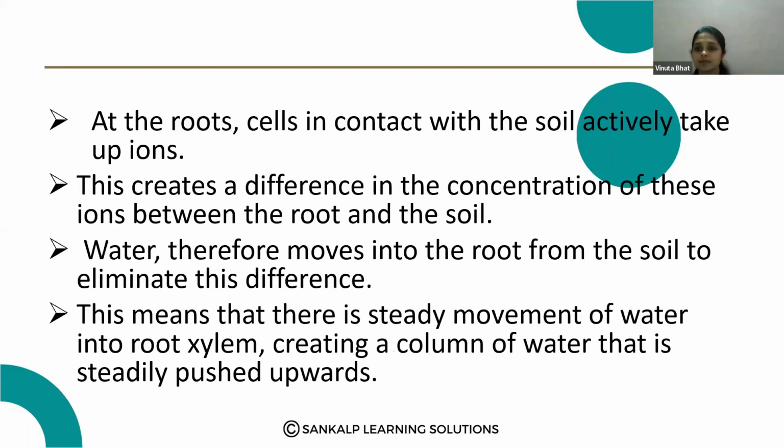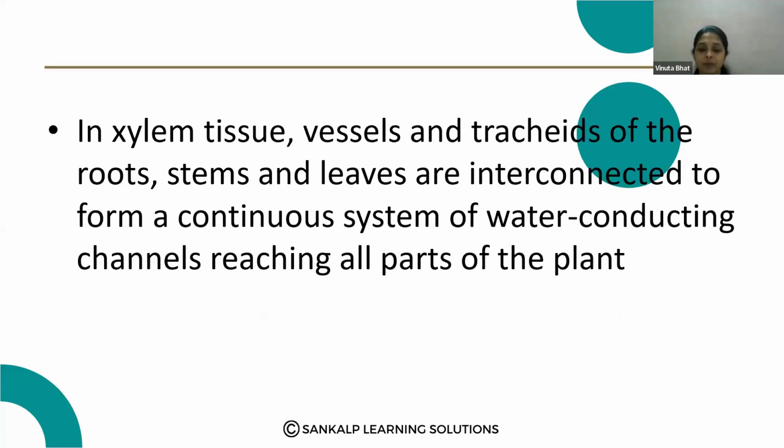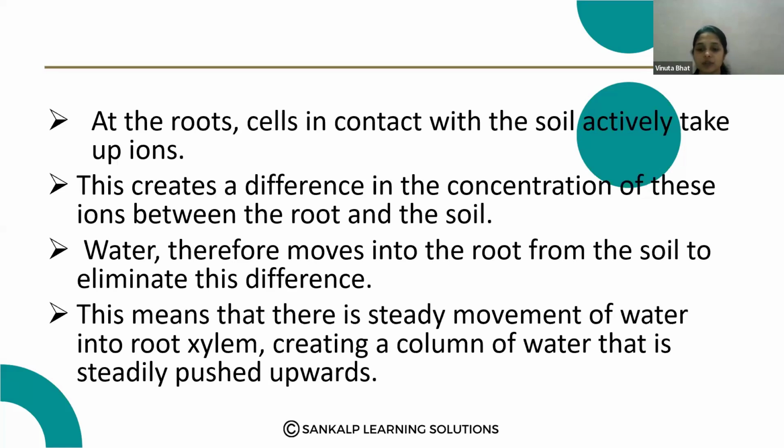Then the roots of the plants absorb the water from the soil due to the difference in concentration. So the water that enters into the roots, to remove the concentration difference, there is a steady movement of water into the roots and the xylem, creating a column of water that is steadily pushed upwards. So that is the main thing where the transportation of water takes place.